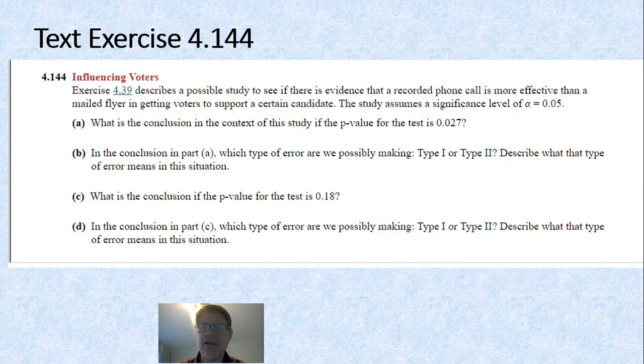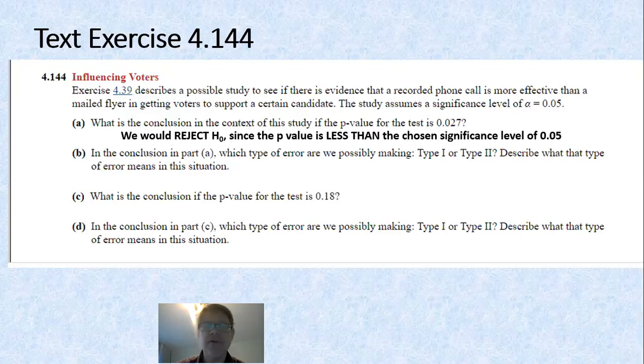In this case here, we can clearly see that the p-value, the 0.027, is smaller than the significance level of 5%. So since that's the case, we're going to reject the null hypothesis. Since the p-value is lower than the chosen significance level of 5%, we're going to reject that null hypothesis.